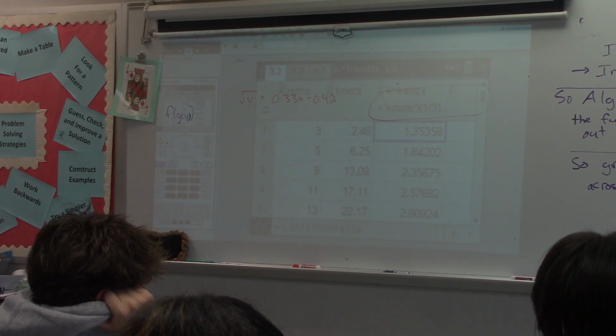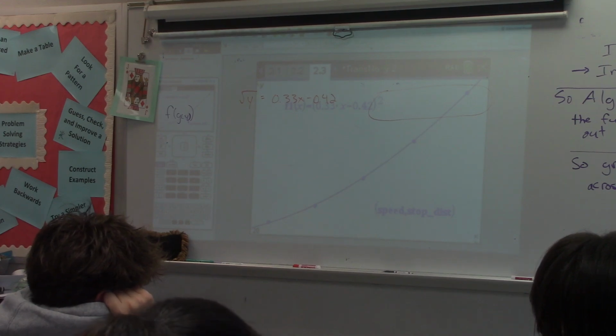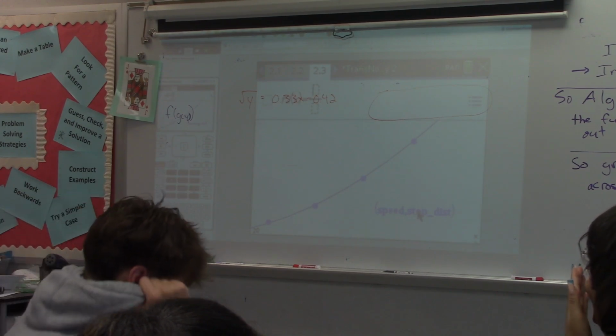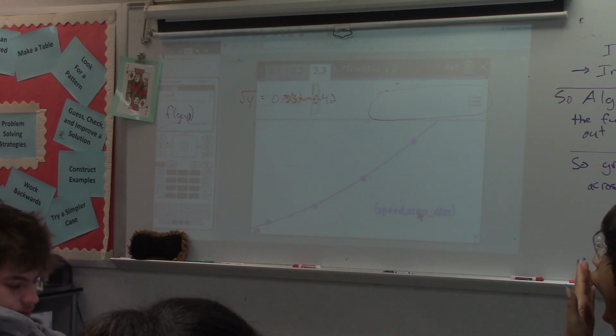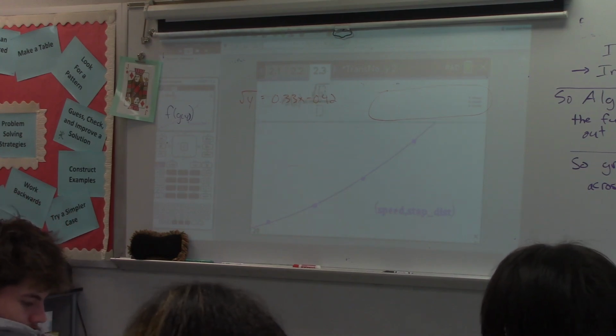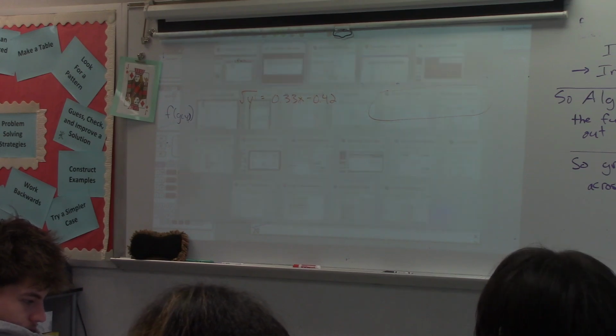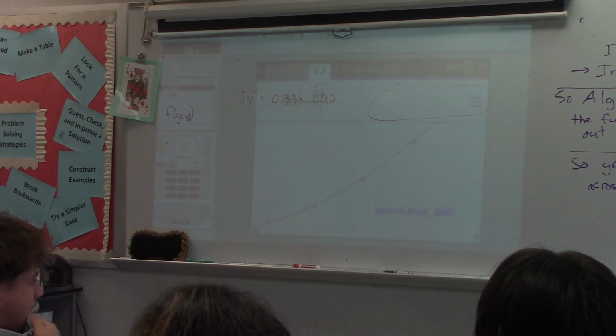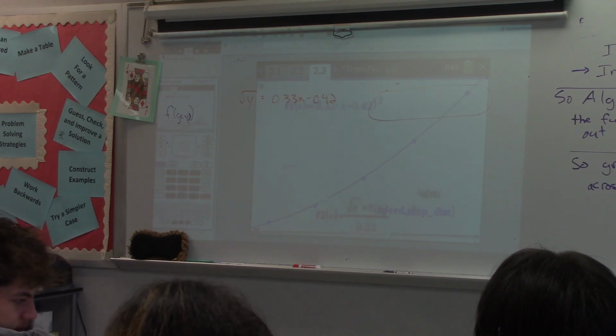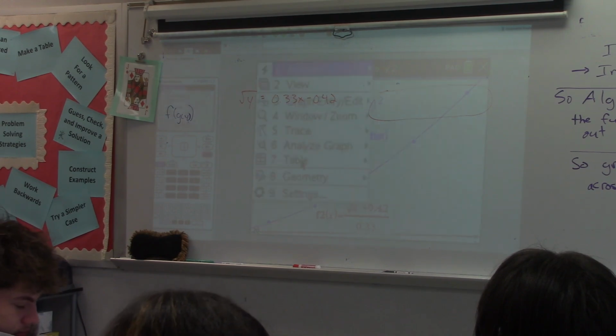All right, so there is the 0.33x minus 0.42 squared. That's my original model. The second one was, I believe, the square root of x. What was next on there? On the model, the equation: square root of x plus 0.42, all divided by 0.33. I'm going to have to zoom out a little bit or change my window settings, I should say.